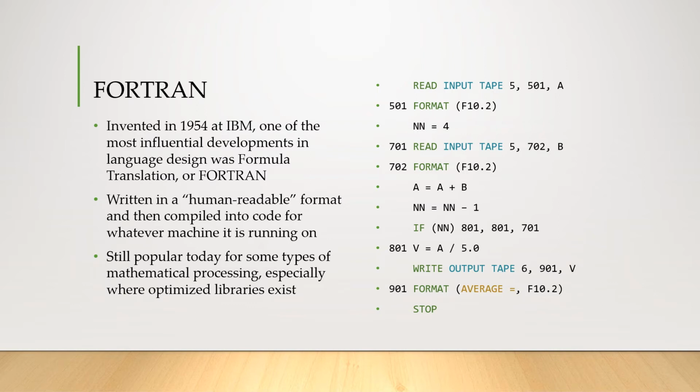Eventually, we'll have run through all 5 numbers, so we jump to 801, and we say V for average equals A over 5.0. Then we write to our output tape the phrase average equals, and then a floating point number with 10 digits and 2 places after the decimal point is what that F10.2 means.